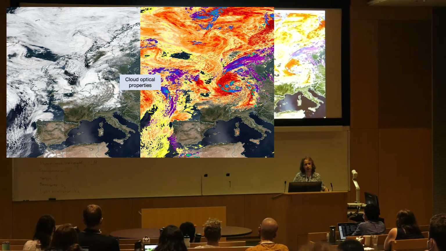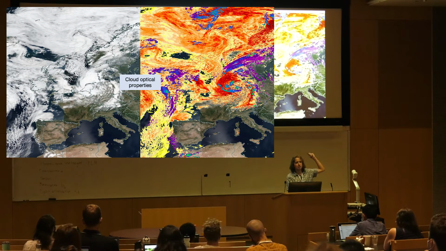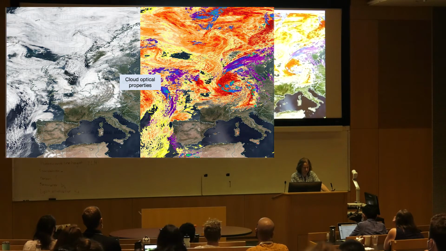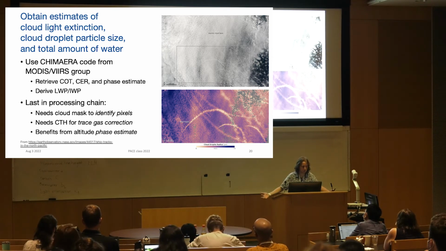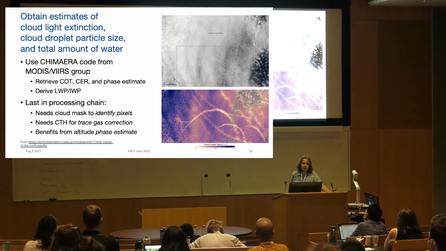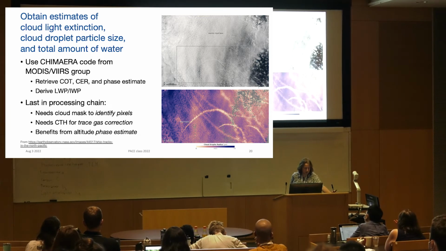So finally, when we have all that, we can determine cloud optical properties, which is optical thickness and effective radius. Behind me again is the MODIS true color and then a MODIS optical thickness map. There's not really too much to say about this, so I'll just skip. So again, the purpose of this is to determine the strength of cloud light extinction and the cloud droplet size. And from those, you can also determine the total amount of water within the cloud.